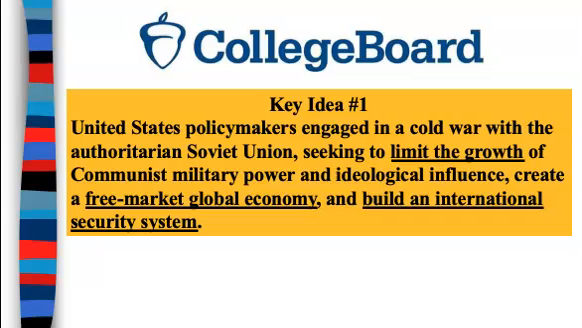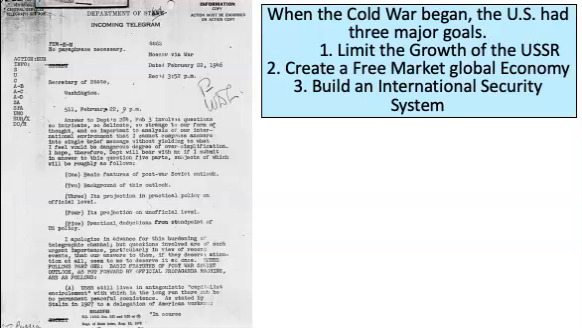Now, we start to do this and we start to set up the framework for how we're going to accomplish these goals through a series of documents that we'll go through right now. So here are those goals once again: the three major goals are limit the growth, create a free market economy, and build an international security system.